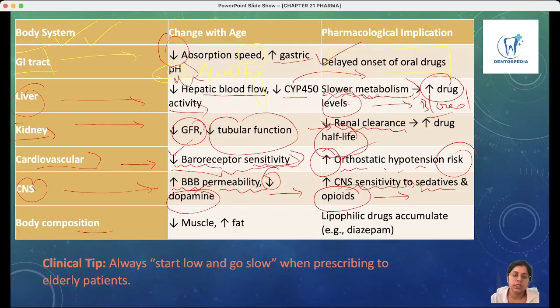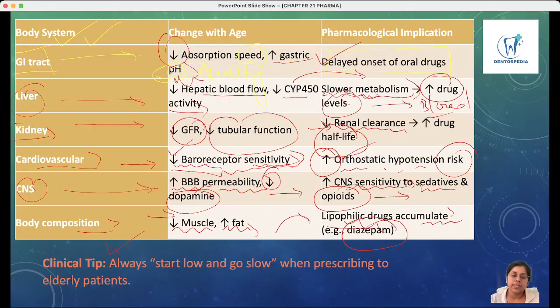Body composition: decreased muscle and increased fat is seen. So lipophilic drugs accumulate, that is, diazepam. Lipophilic means lipid-loving drugs. So more and more fat will be there in the body, and the drugs will get accumulated in that fat composition. So this is also one of the most common issues.